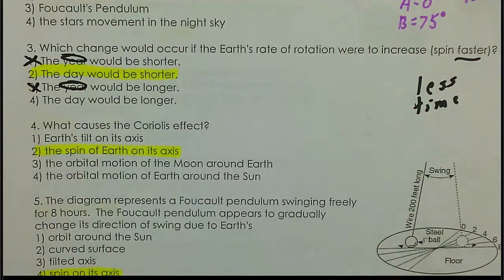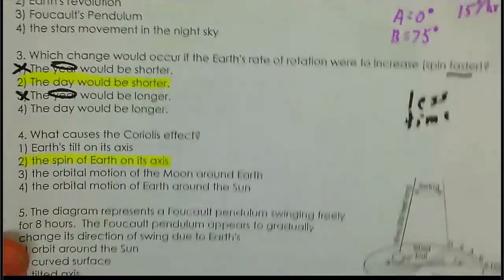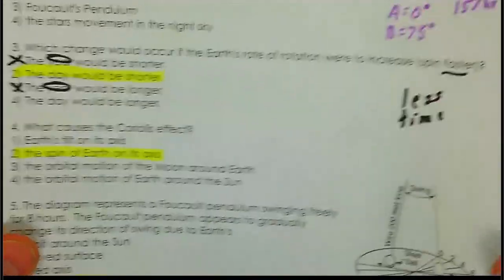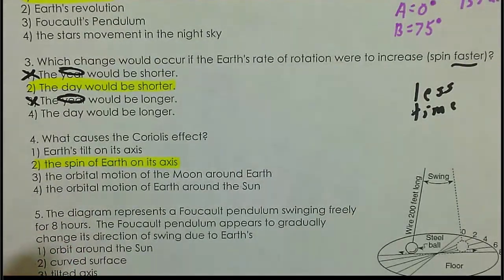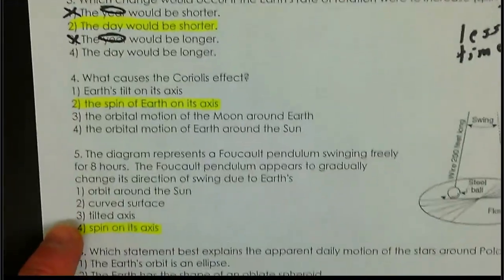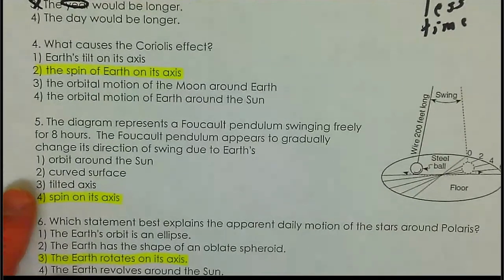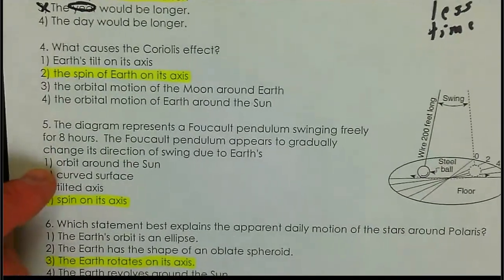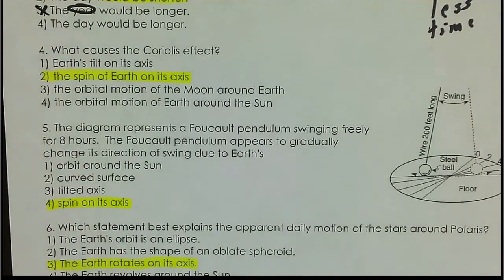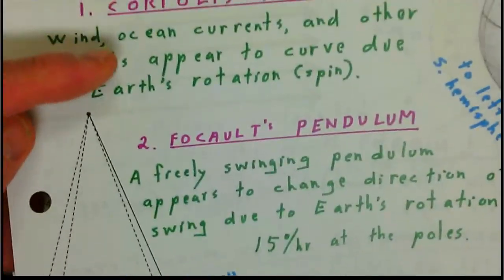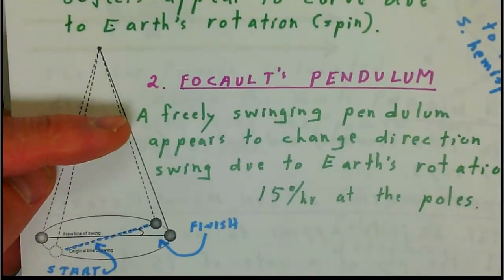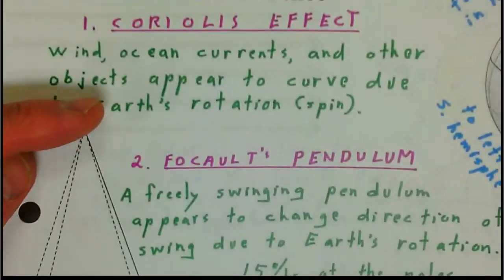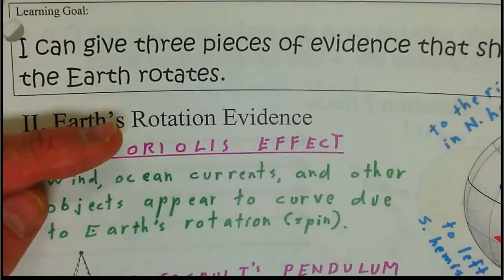All right, let's take a look at number 4 now. What causes the Coriolis effect? Actually, let's do 4 and 5 together. We had 3 pieces of evidence in our notes that the Earth rotates: the Coriolis effect, Foucault's pendulum, and star trails. Coriolis effect, Foucault's pendulum, star trails are evidence that the Earth rotates.